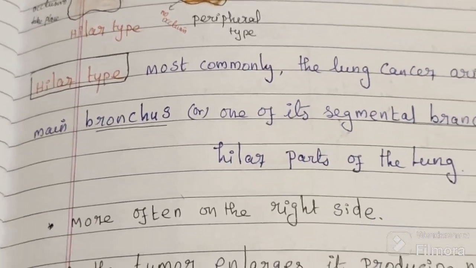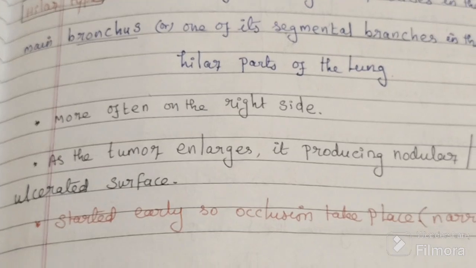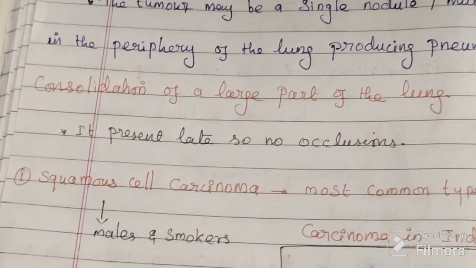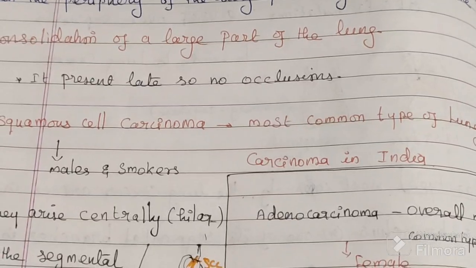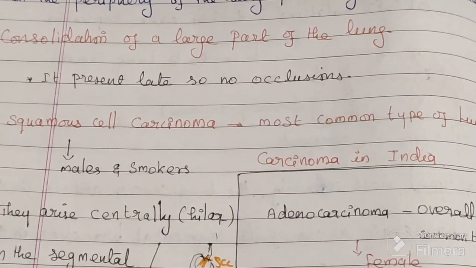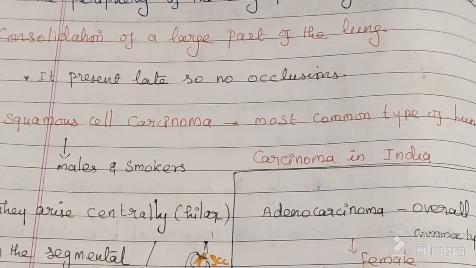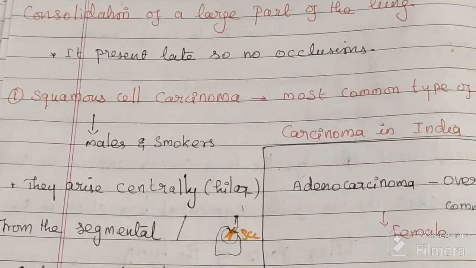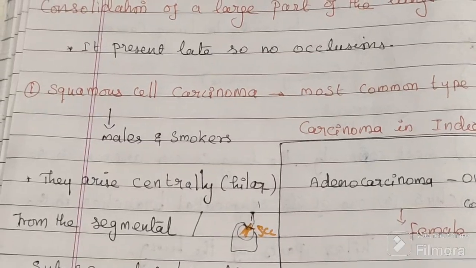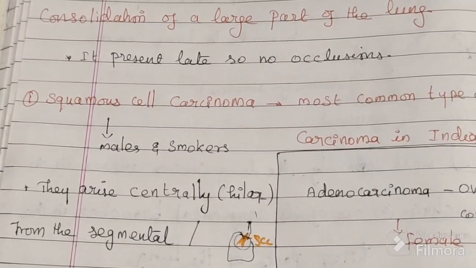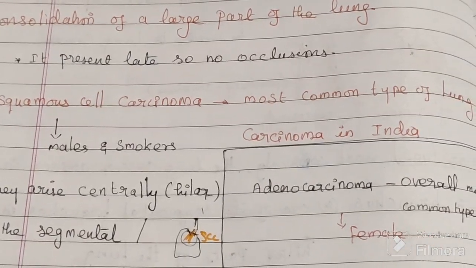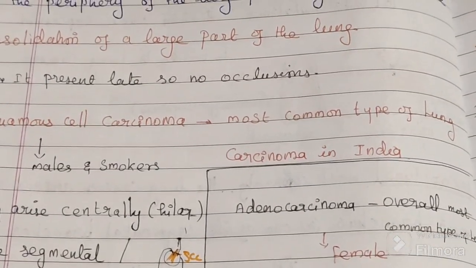Now coming to microscopy. Let me discuss the microscopically important features of each of them one by one. First one is squamous cell carcinoma, which has another name, epidermoid carcinoma.